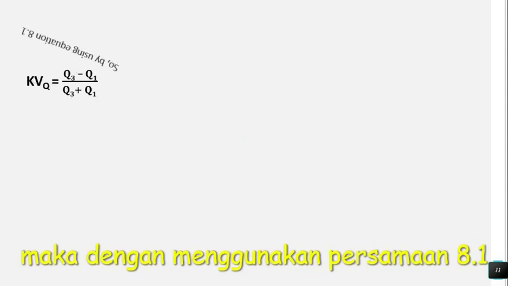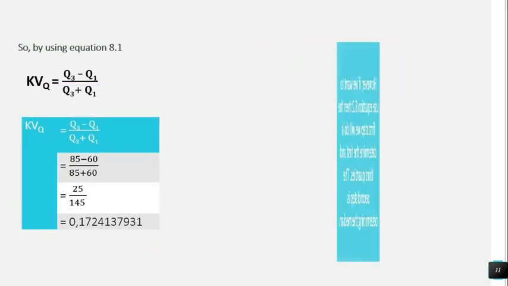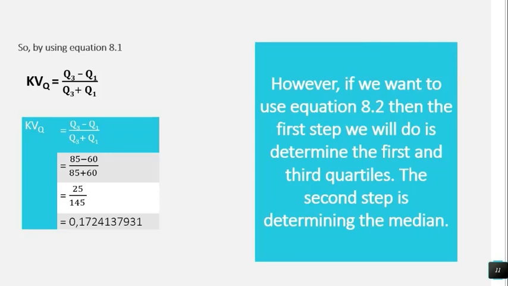So, by using equation 8.1, KVQ equals (Q3 minus Q1) divided by (Q3 plus Q1), equals (18.5 minus 16) divided by (18.5 plus 16), equals 2.5 divided by 34.5, equals 0.1724137931.